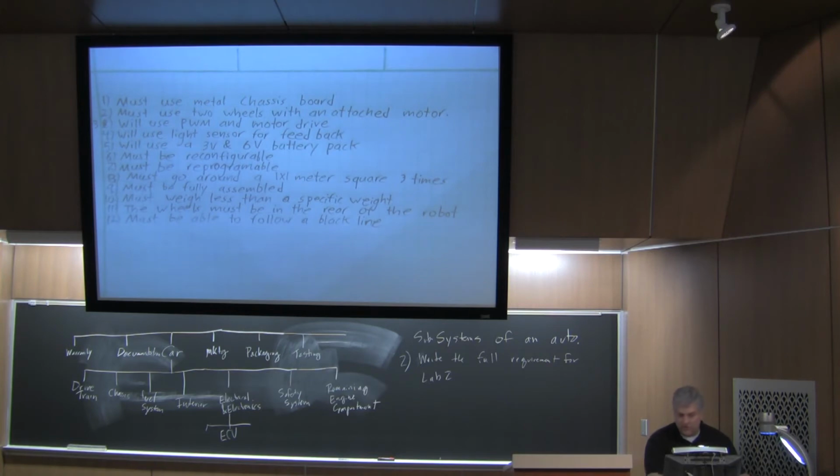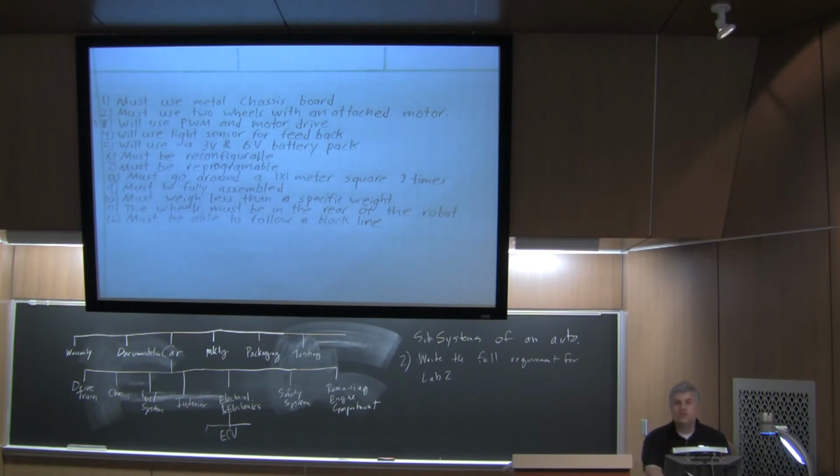Must use 2 wheels with an attached motor. Will use PWM and motor drive. Will use light sensor for feedback. Will use a 3 volt and 6 volt battery pack. Must be configurable, must be programmable. Must go around a 1 meter by 1 meter square 3 times. Must be fully assembled. Must weigh less than a specific weight. The wheels must be in the rear of the robot. Must be able to follow a black line.